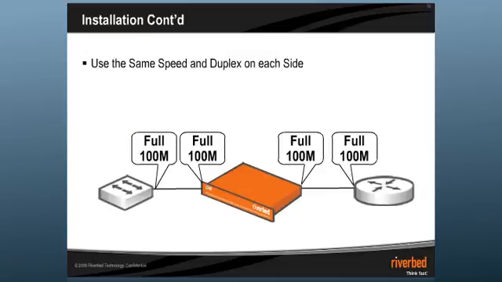Another thing you need to think about is to make sure that the speed and duplex is the same on both sides of the steelhead appliance. So here's the issue: let's say the switch supports gigabit speeds, so you hard code it at gigabit speeds, and the LAN side of the steelhead at gigabit speeds. But the router only supports 100 megabit connections, so you hard code it at 100 meg and the WAN side of the steelhead at 100 meg to match.